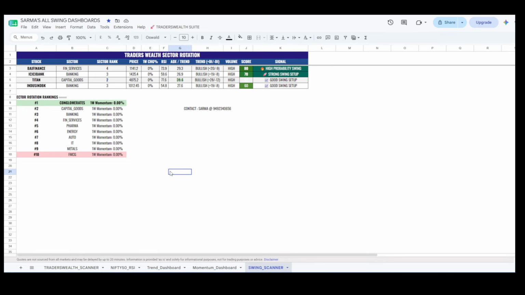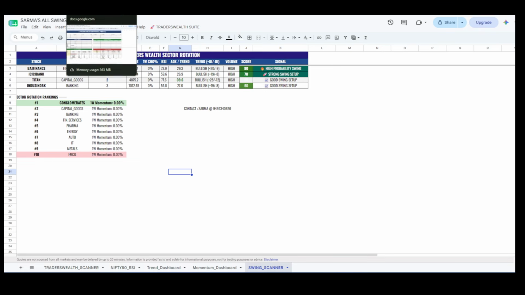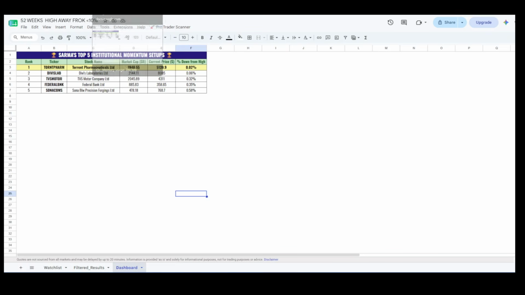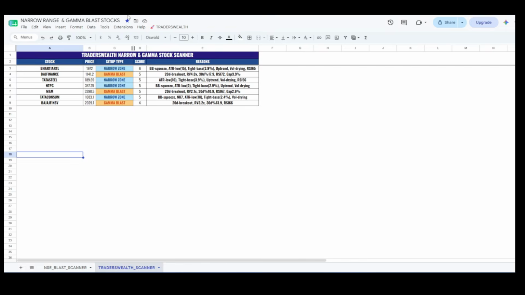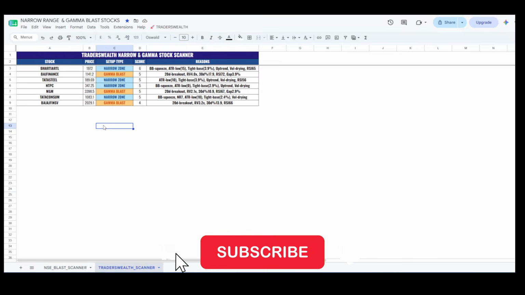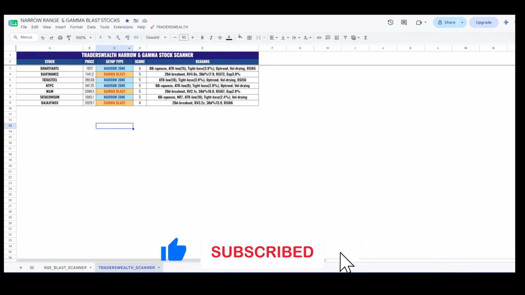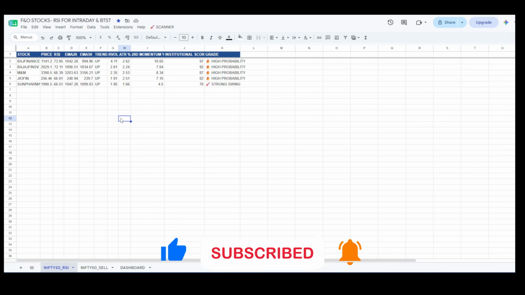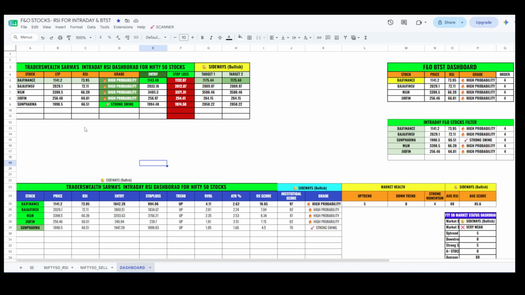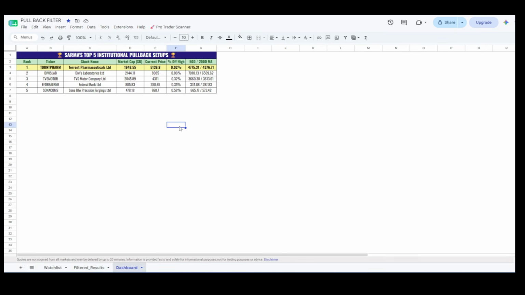All the swing traders' swing filters are in one place. Otherwise, these filters were made separately. Let me show you. This is a 52 weeks, and this is again the narrow range and gamma blast, and this is called the FNO stock RSI filter. So for intraday and BTST, you get stocks like this. Then again we have a pullback scanner. So I have made one scanner for all these.